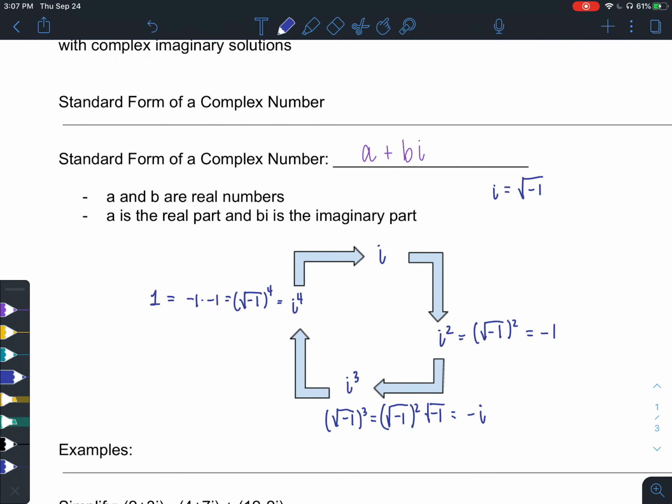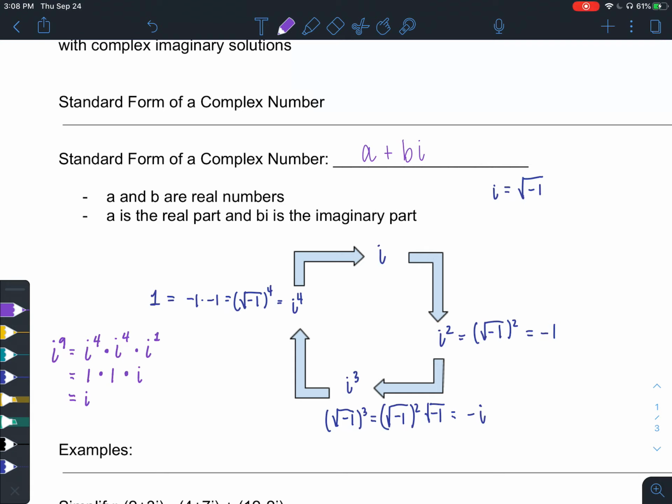The reason why this is a wheel is because it just keeps going around and around. So if we had, let's say, i to the ninth, for example, i to the ninth is the same thing as i to the fourth times i to the fourth times i to the first. So that's an exponent rule. We can add our exponents together. 4 plus 4 is 8, plus 1 is 9. And then i to the fourth is equal to 1, 1 again. And then i to the first is just i.